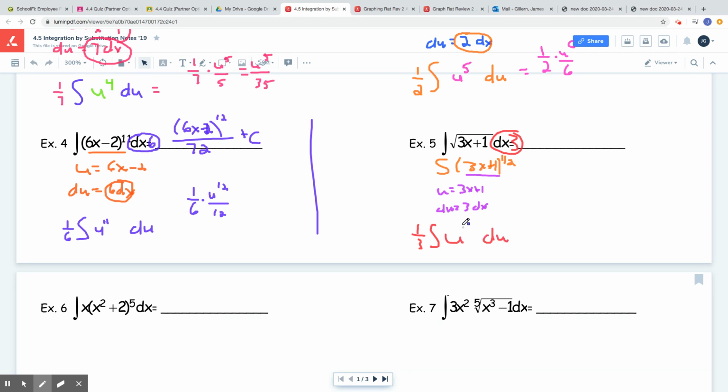I'm going to write this as u to the 1/2. All right, it's a pretty big u there. The reason is because if I wrote it as a square root of u, you wouldn't be wrong, but then to integrate it, you would have to make u to the 1/2 anyway.